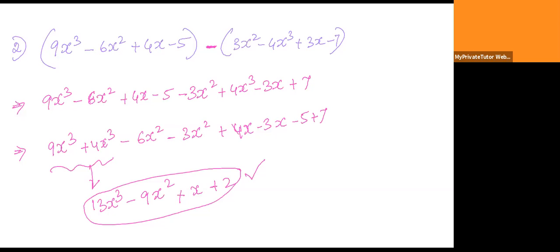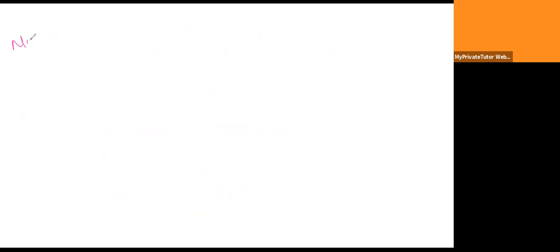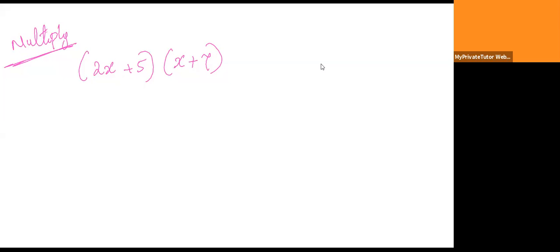Okay. So let's quickly multiply. I will give you simple questions though. 2x plus 5 and x plus 7. So who will see the answer? Who will try this? So just multiply these two polynomials. We just need to distribute. I hope everyone knows that.